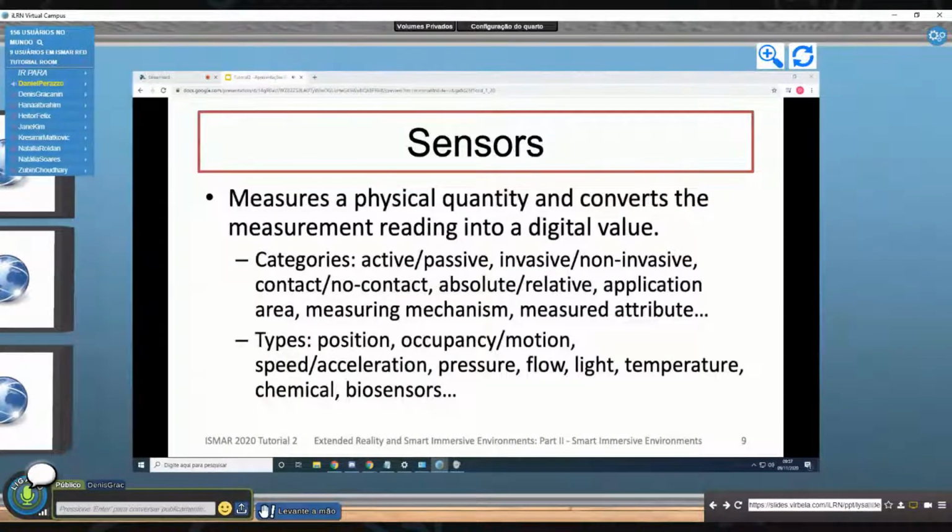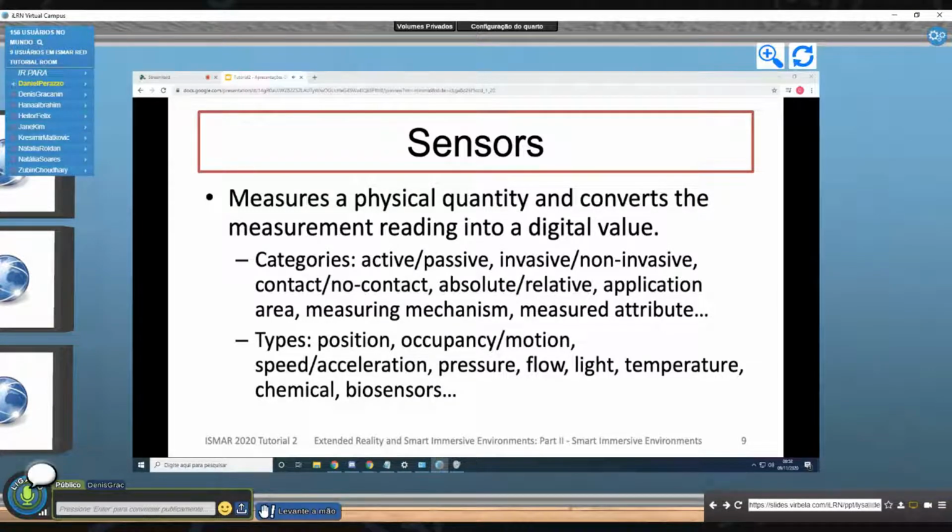So let's talk about sensors. So what sensors devices, they are there to measure physical quantity, and then the sensor converts the measurement reading into digital value. And we have all kinds of categories of sensors based on, let's say, whether it's contact, not contact, application area, just to name a few. And also, perhaps the more important issue of types, in other words, what is that sensor measuring? Is it position, location, or tracking, occupancy, simple occupancy, pressure flow, or other kinds of environmental data.